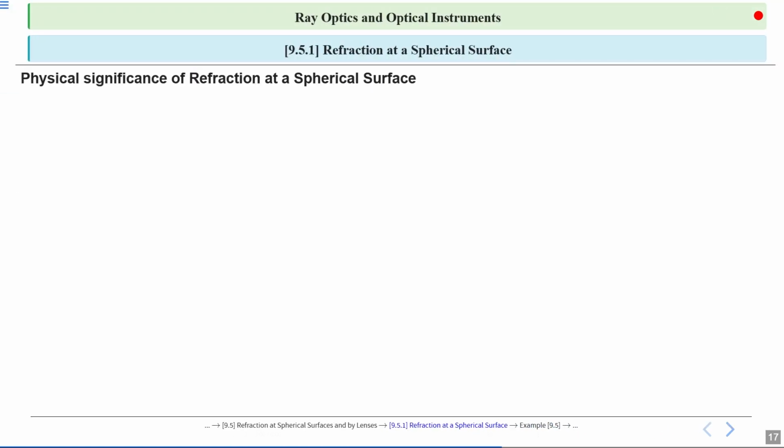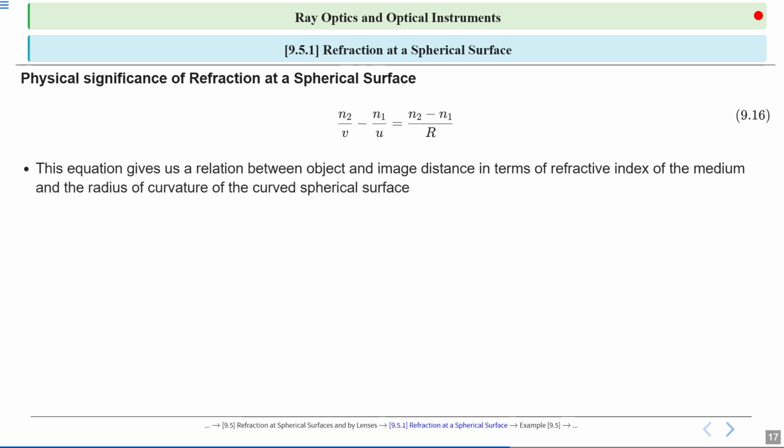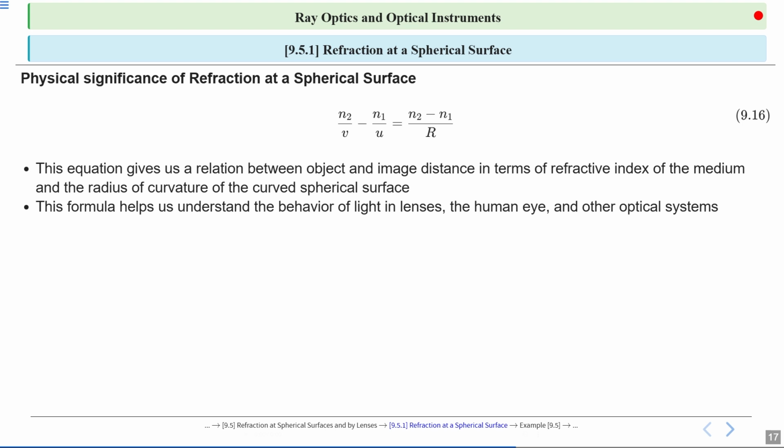So what is the physical significance of refraction at spherical surfaces? This is equation 9.16. This equation gives us the relation between object and image distance in terms of the refractive index of the medium and the radius of curvature of the curved spherical surface. So it relates the object distance, image distance, radius of curvature, and refractive indices of two media. This formula helps us understand the behavior of light in lenses. We will discuss lenses in our next lecture, in tomorrow's lecture. So this is the basis to learn lenses.